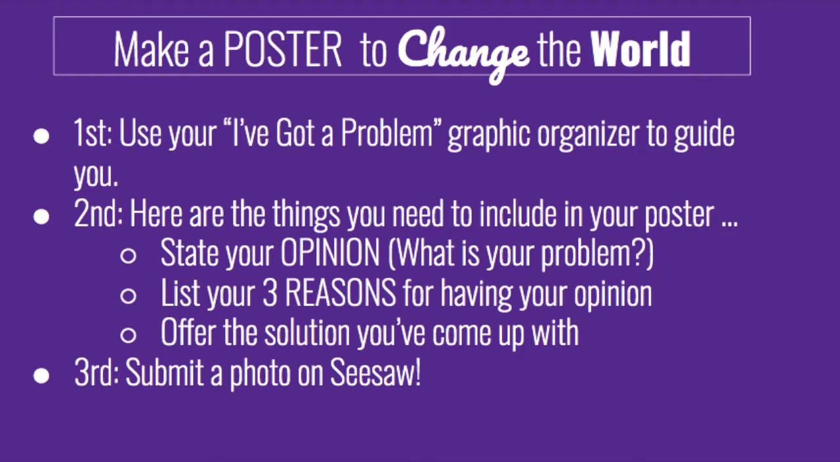To make your poster to change the world, make sure you follow these steps. Step 1 is to use your I've Got a Problem graphic organizer to guide you. Second, you'll need to include these things on your poster. State your opinion or tell what your problem is, list your 3 reasons for having your opinion, and offer the solution you've come up with. Step 3 is to submit a photo on Seesaw.